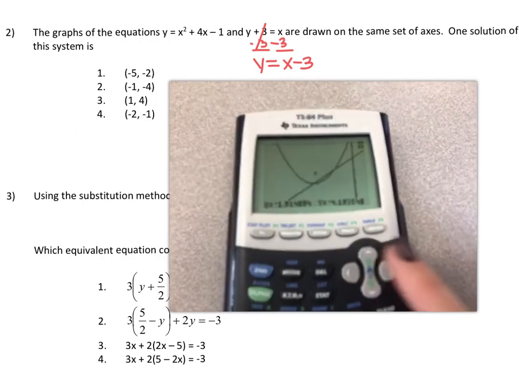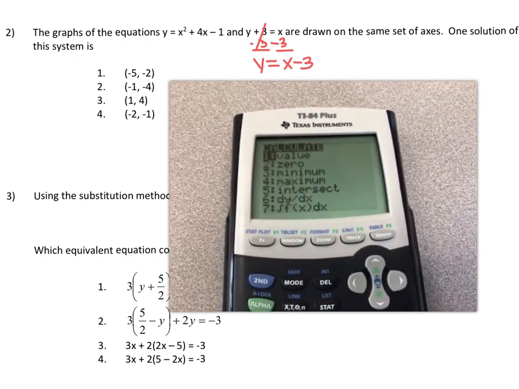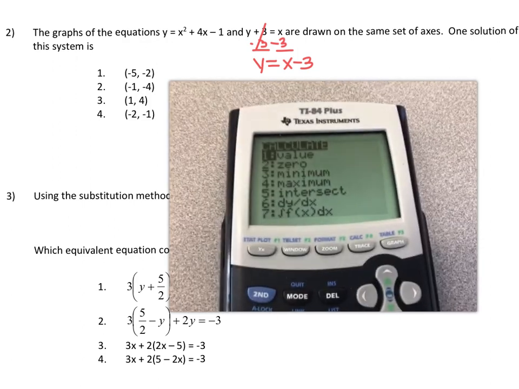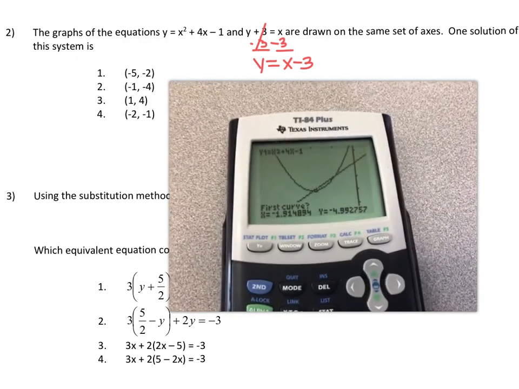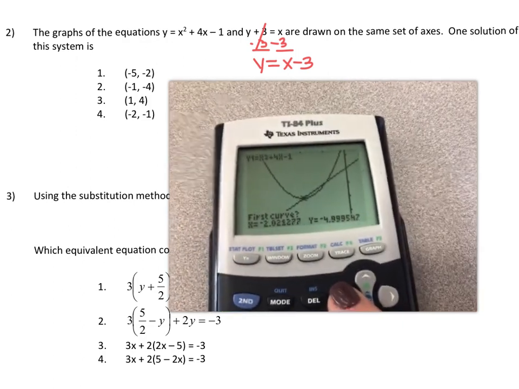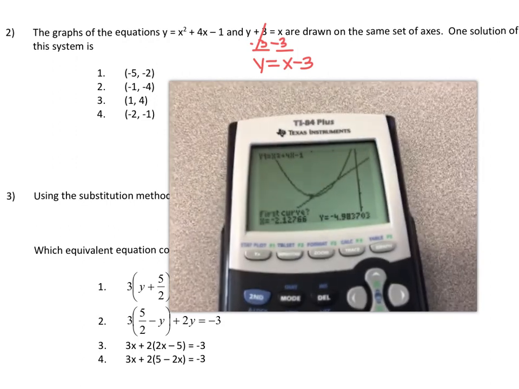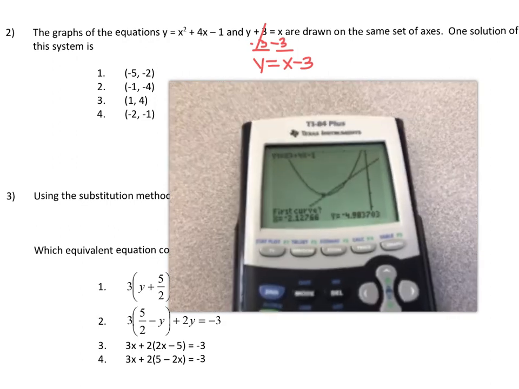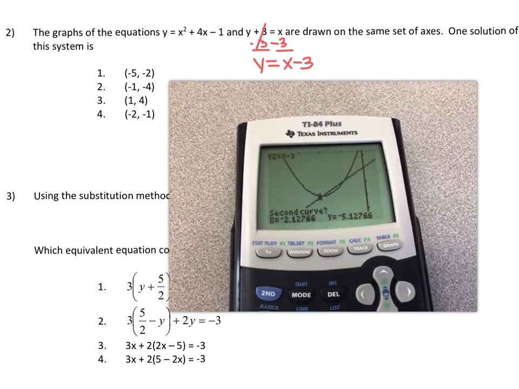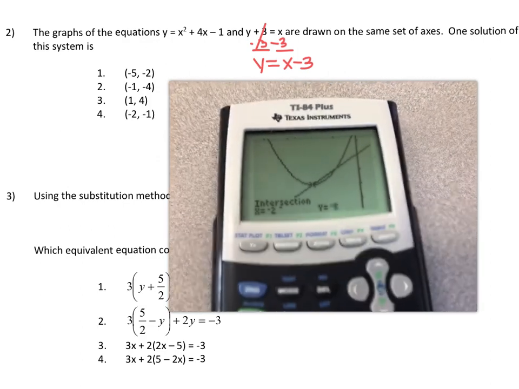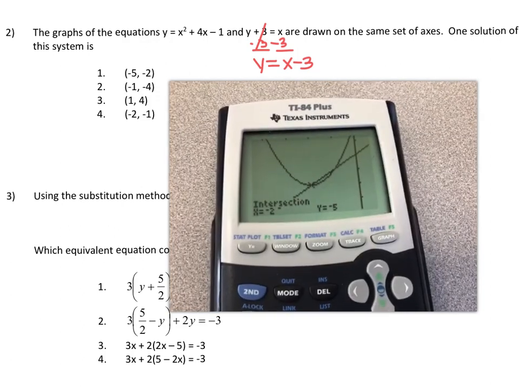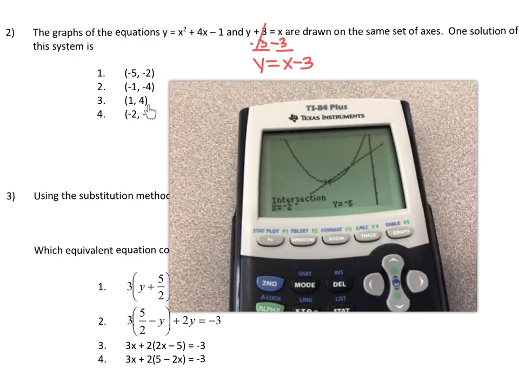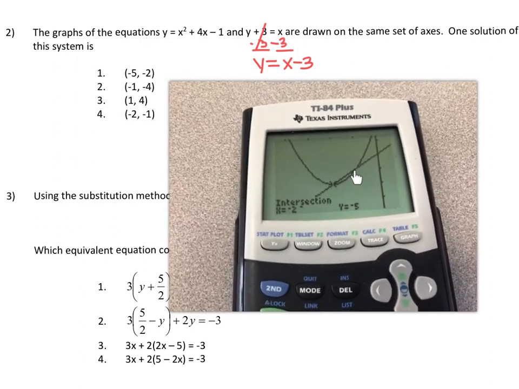I'm going to hit second, trace, and then trace 5 is intersect. I like to hit the number 5. It's kind of wasting time to scroll down to it and hit enter. And then I'm going to move my cursor. Let me start with this one. I'll move my cursor as close to this first point of intersection as possible, and then I hit enter, enter, enter, enter, and there's my first point of intersection at -2, -5, which if I look at the answer choices, I don't see that. So it looks like they're going to be using this other point of intersection.